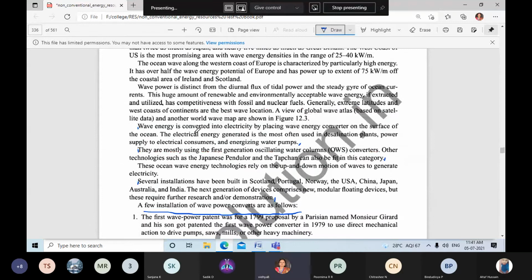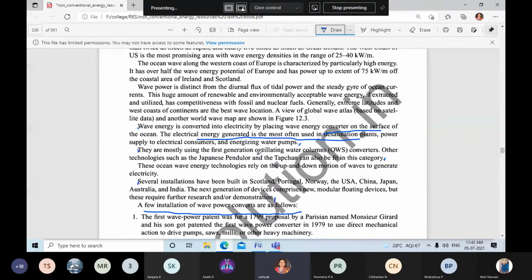Wave energy is converted into electricity by placing a wave energy converter on the surface of the ocean. We have discussed different types of energy already. The electrical energy generated is most often used in desalination plants, for power supply to electrical consumers, and for energizing water pumps.